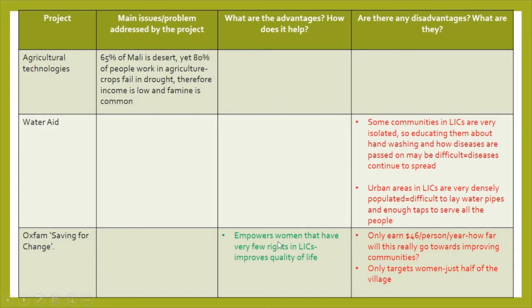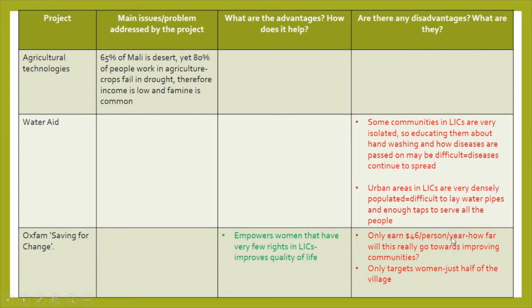The key thing in the advantages and disadvantages boxes, what I'd like you to do is, whatever you pick out of the resource, I'd like you to just make some notes to elaborate why it is a downside or why it is a good thing. So for example, urban areas in LICs are very densely populated. This means, and this is where I'm using my own knowledge, it's difficult to lay water pipes, and so on. The Saving for Change tells you that they earn about $46 extra per person per year.